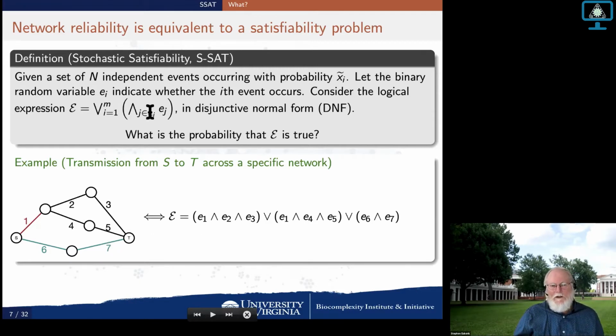Here's one of these disjunctive normal form expressions. It is exactly the same as saying you either go to the top root, or the middle root, or the low root. You either go through events 1, 2, and 3, or you go through events 1, 4, and 5, or you go through events 6 and 7. One of those three things has to be true in order to get from S to T.